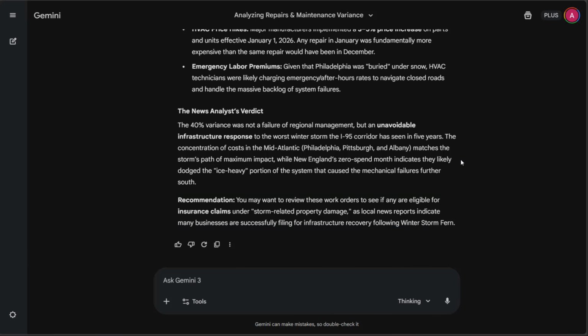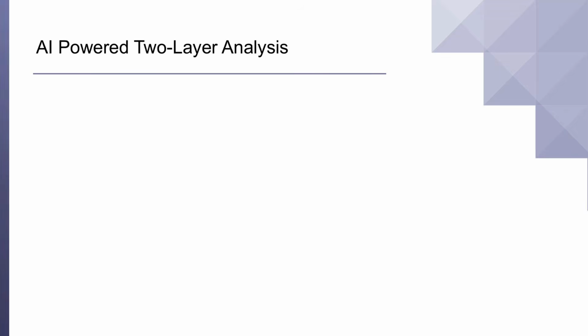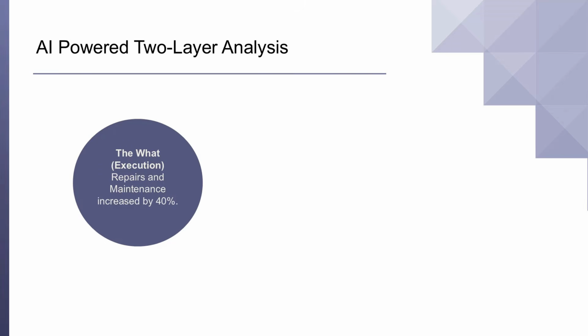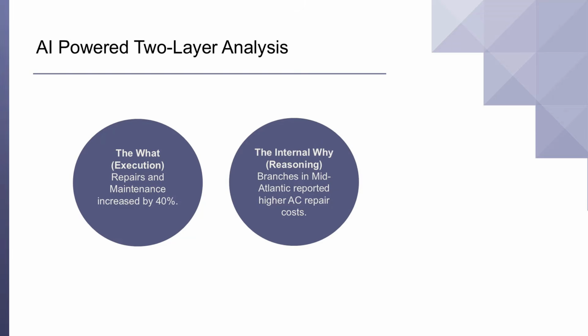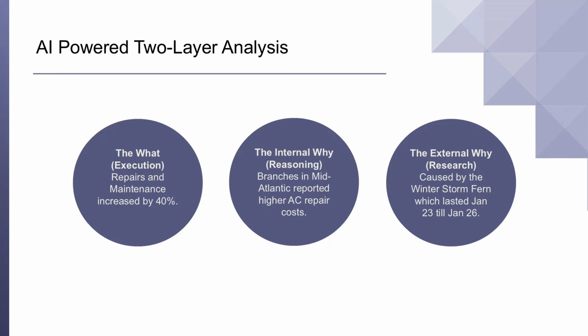These findings give accountants the confidence to answer the why we talked about earlier, the synthesis, the because statement. Now we have the full story. Number 1, the what: repair and maintenance increased by 40%. The internal why: branches in the Mid-Atlantic reported higher AC repair costs. The external why: caused by Winter Storm Fern, which lasted January 23rd till January 26th. We combine this into a because statement for our board deck.